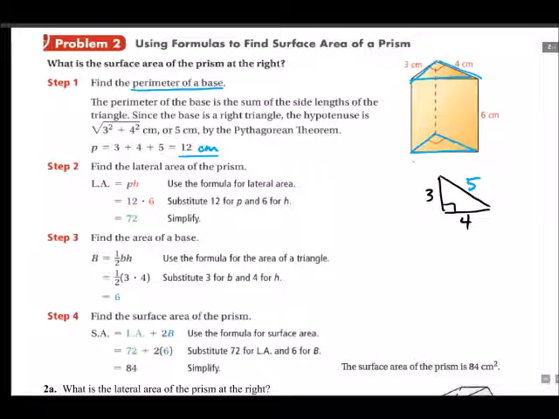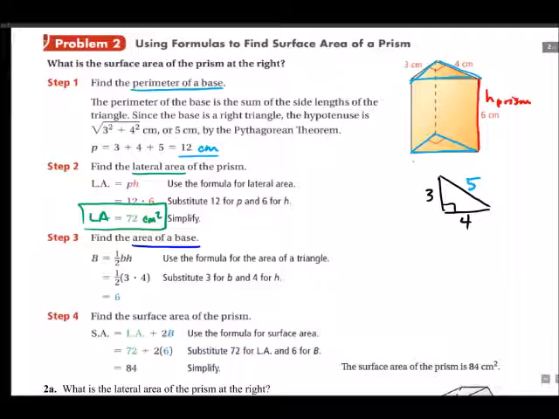So we have a perimeter now. The next step is to find the lateral area. We know the formula for lateral area is the perimeter of the base, which we have, times the height of the prism. And we know the height of this prism is the distance between the two bases, which is 6 centimeters. So our lateral area is 72 centimeters squared. So we now have a lateral area. And then we need to find the area of the base, which is easy enough to do. We have a right triangle.